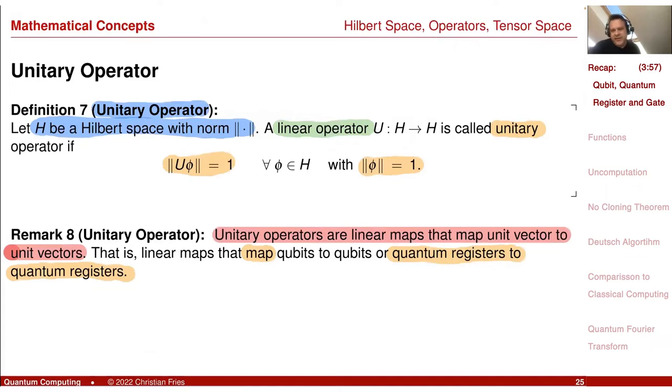Then the next thing we need to recall: unitary operators are the linear operators that move quantum registers to quantum registers. So unitary, they keep the property that the norm of the vector is 1, so that it is a unit vector. So all our operations are unitary operators.